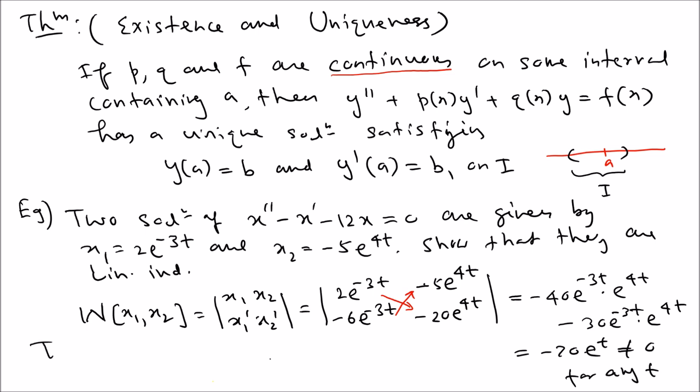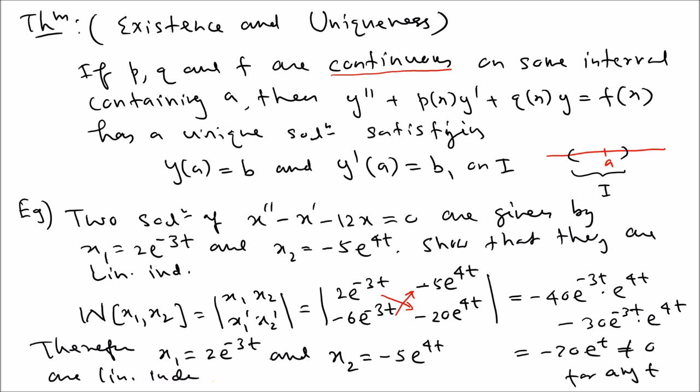Therefore, x1, which is 2e^(-3t), and x2, which is negative 5e^(4t), are linearly independent. So that's the proof, very simple. So that's the basics about second order differential equations. Now let's move on to the reduction of order method.